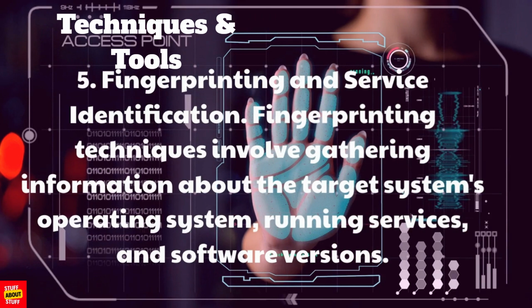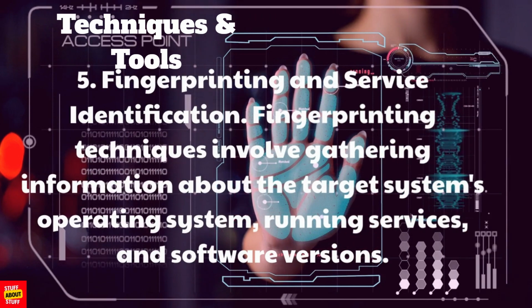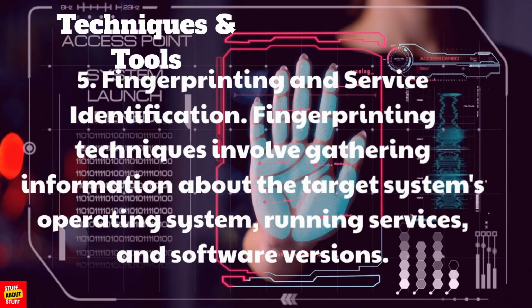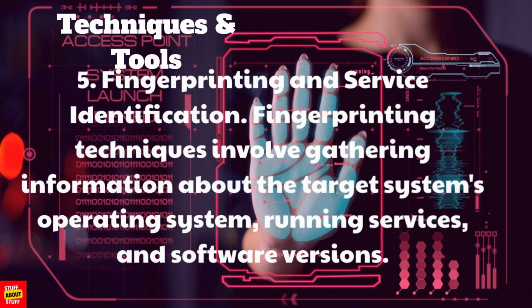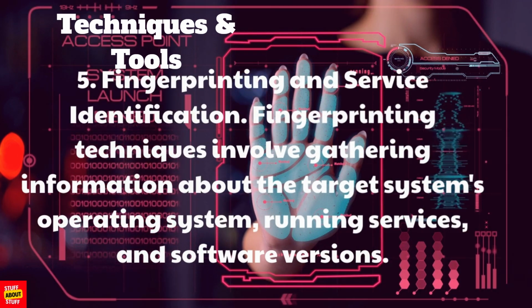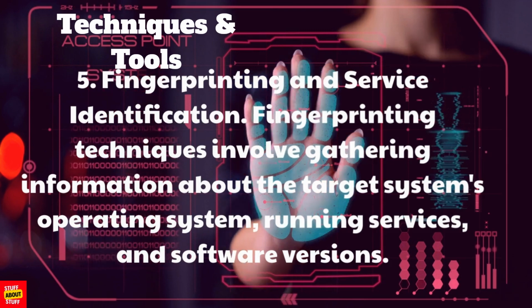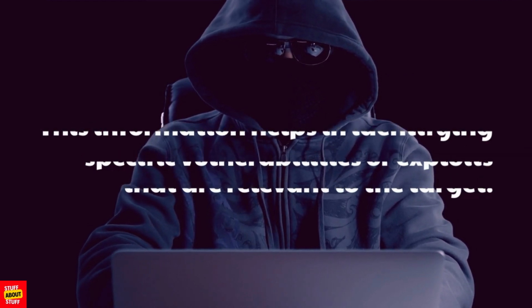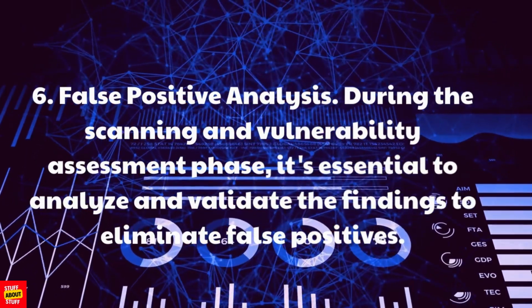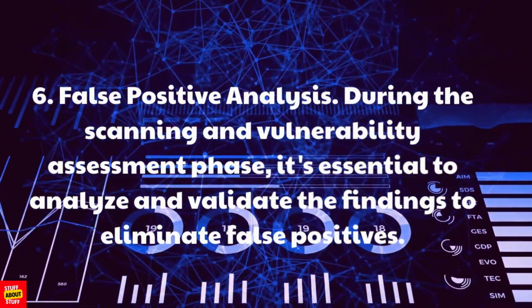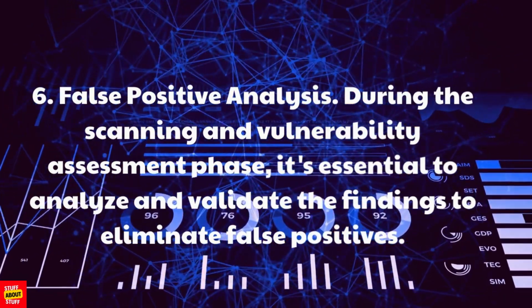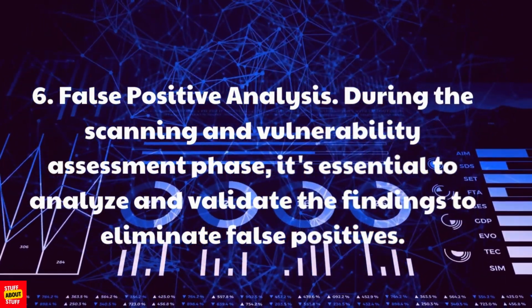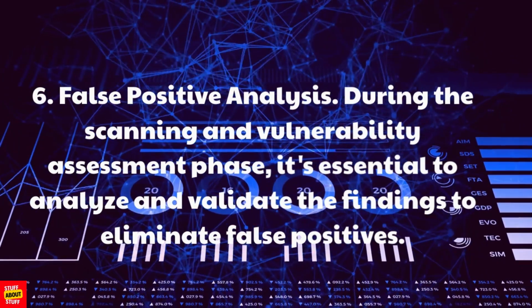5. Fingerprinting and service identification. Fingerprinting techniques involve gathering information about the target system's operating system, running services, and software versions. This information helps in identifying specific vulnerabilities or exploits that are relevant to the target. 6. False positive analysis. During the scanning and vulnerability assessment phase, it's essential to analyze and validate the findings to eliminate false positives.